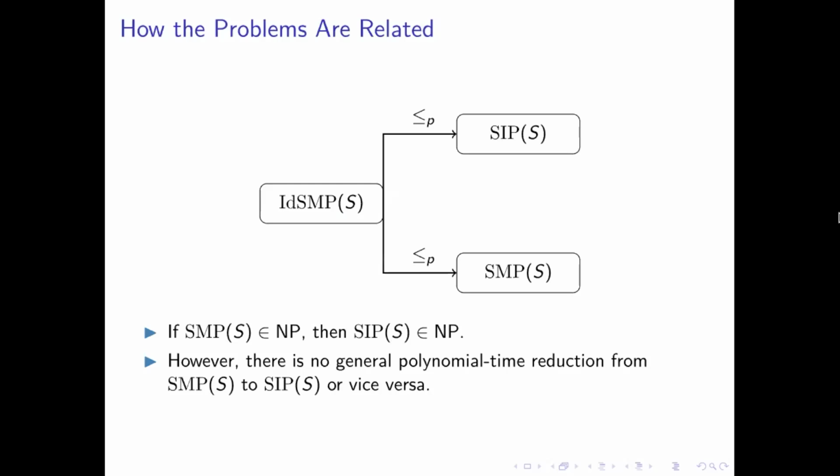So this is a quick picture of how the problems are related. You can see that IDSMP reduces to SIP and also reduces to SMP. There are some connections between SMP and SIP: if SMP is in NP, then SIP is also in NP. But there are no general polynomial-time reductions from SMP to SIP or vice versa.